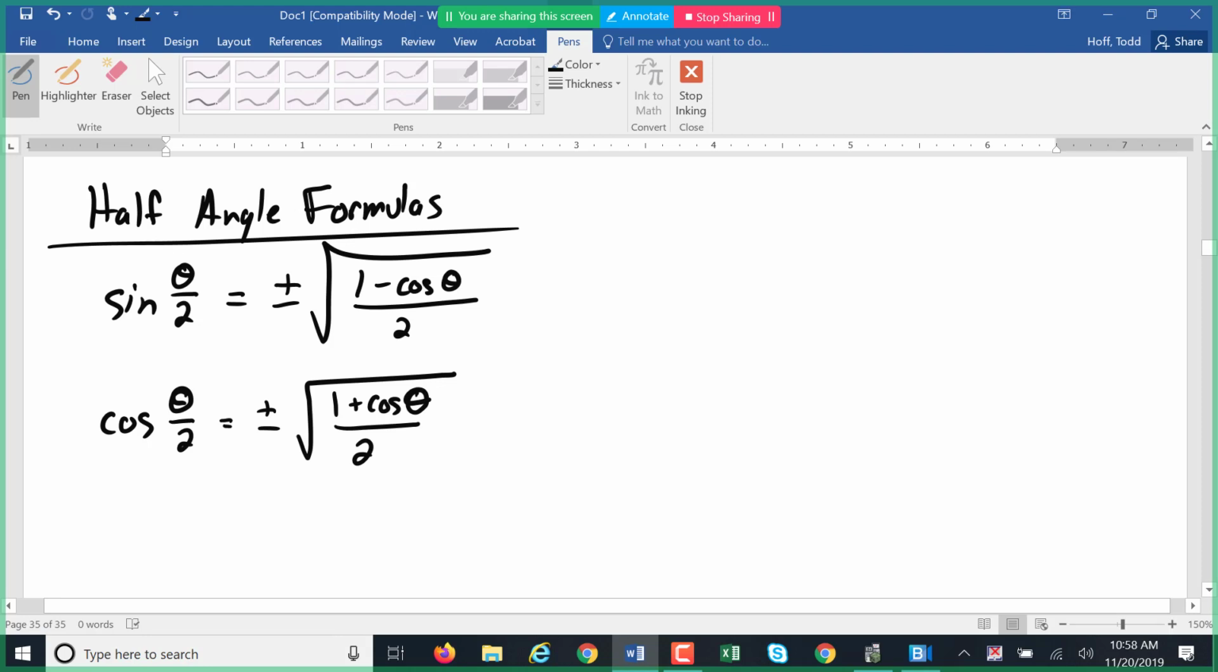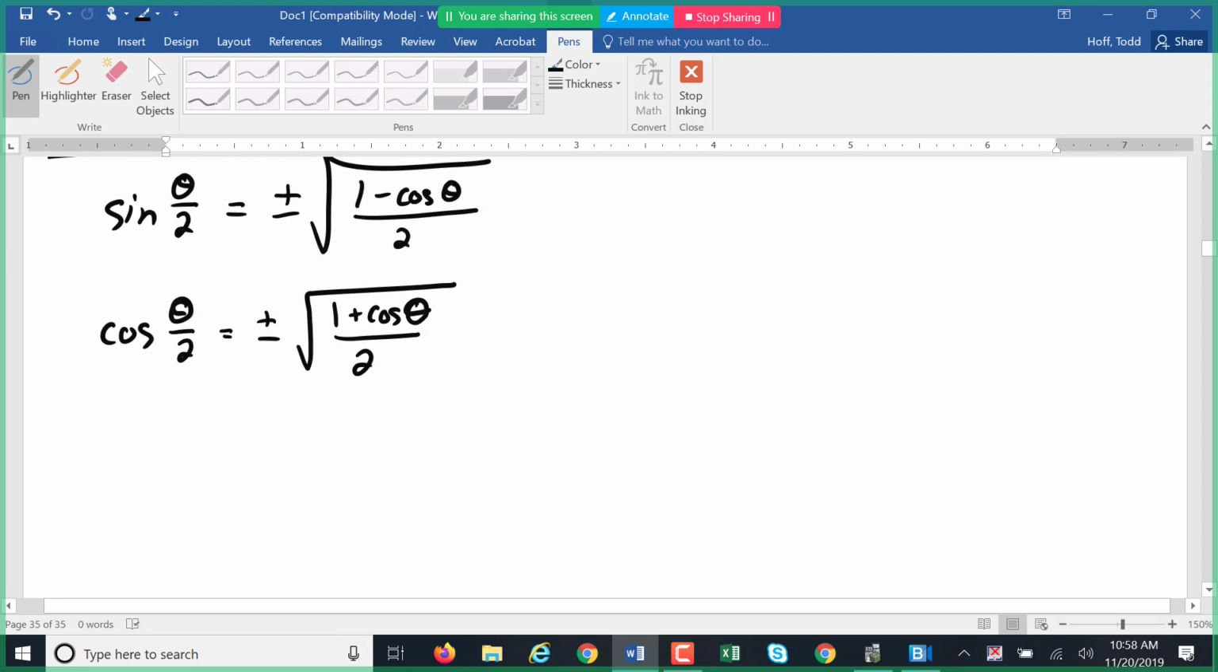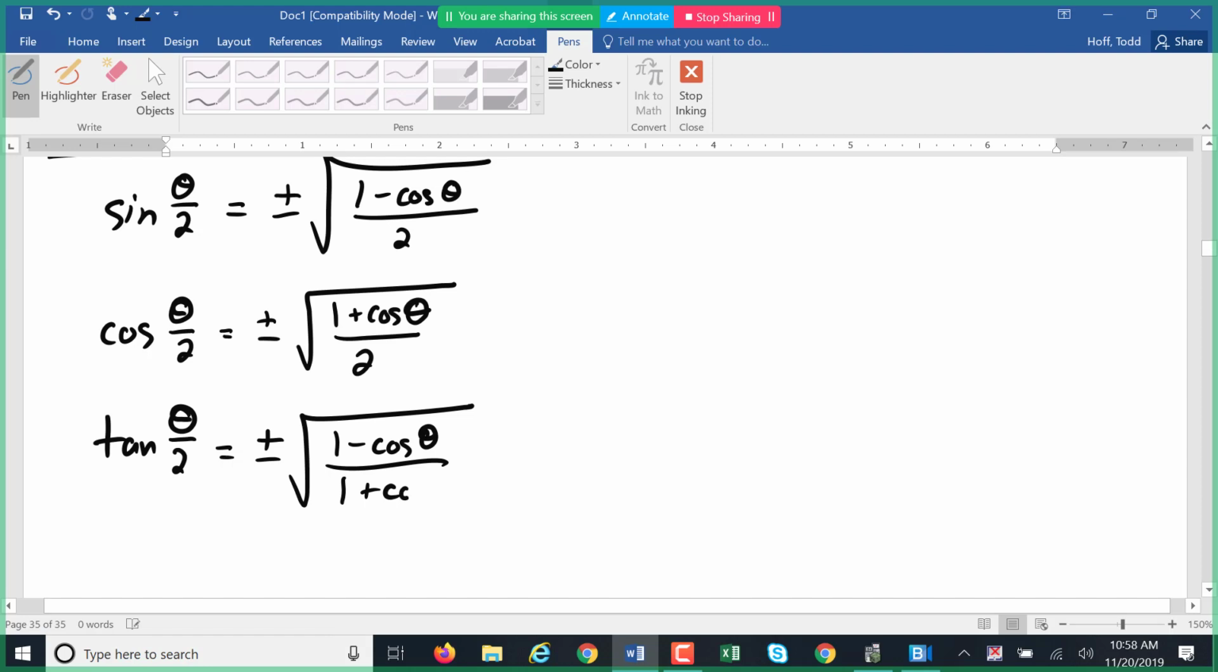The half angle formula for tangent is a little bit more complex, mainly because there's different variations of it that are more useful in different circumstances. So the original formula, the main formula for the tangent of theta over 2, or half of theta, is plus or minus, and this makes sense. Remember that tangent is sine over cosine. It's the square root of 1 minus cosine theta over 1 plus cosine theta.